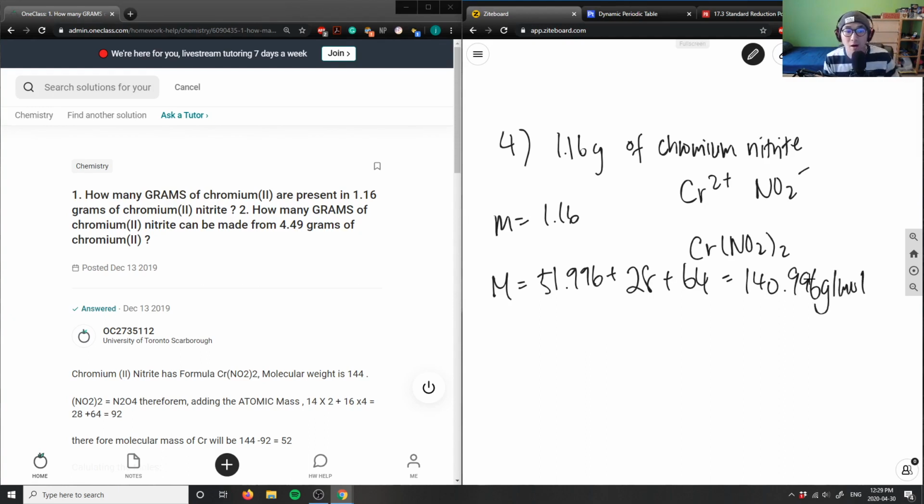And then also, this is my molar mass here, and I'll find moles specifically, right? Moles of the entire compound here would give me, so I'm going to get 1.16 here. I'm going to divide it by the molar mass, which is 140.996 here, which would give me a value of 8.227 times 10 to the negative 3 moles here. So this will be my moles of chromium nitrate.